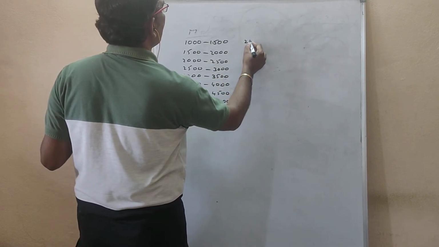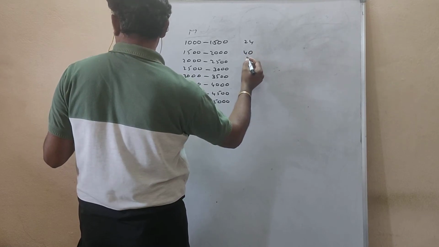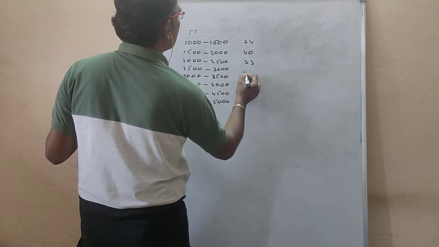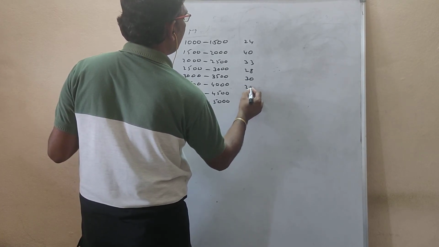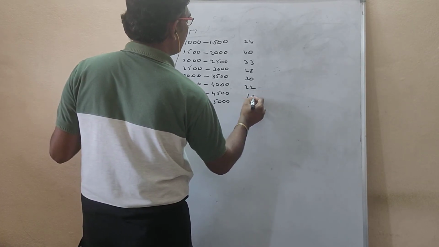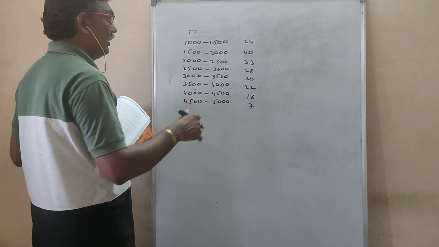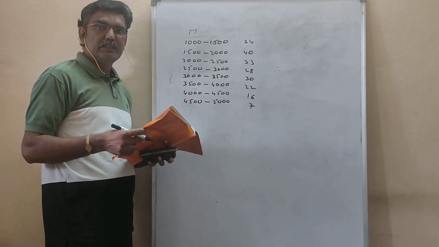The frequencies they have given are 24, 40, 33, 28, 30, 22, 16, 7. So the class is given, the frequency is given.